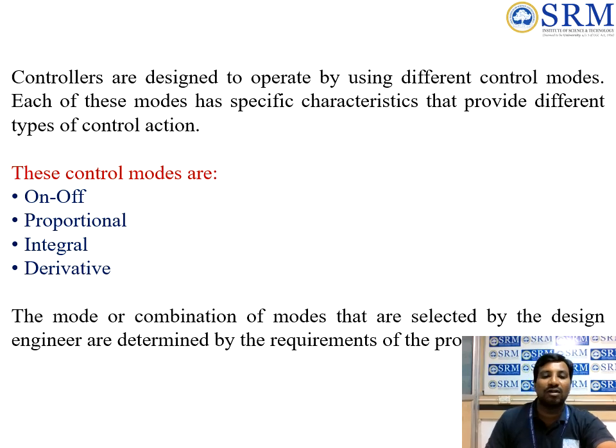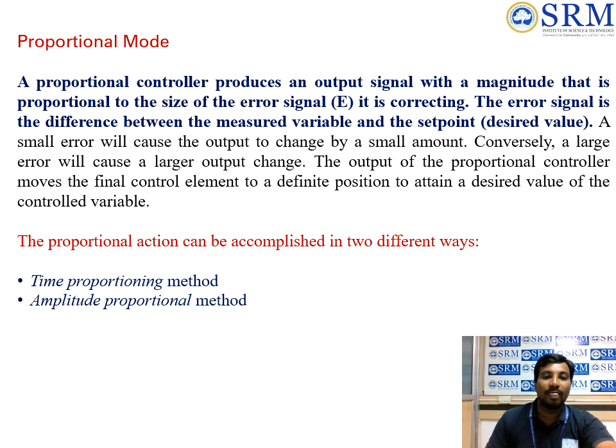So in this video module, we go deeper into the proportional, integral, and derivative modes of operation. First we'll look into the proportional mode. A proportional controller produces an output signal with a magnitude that is proportional to the size of the error signal that it is correcting. The error signal is the difference between the measured variable and the set point, which we know already. The set point is also called the desired value. A smaller error will cause the output to change by a smaller amount. Similarly, a large error will cause a large output change.